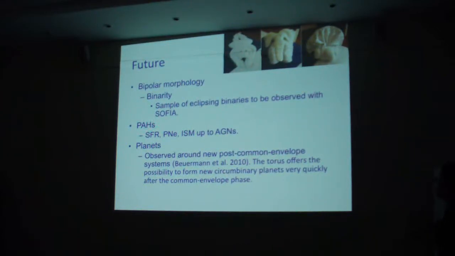Now, PAHs you find in star formation regions, but never in the ISM or in AGNs. So if we can understand how we form PAHs here, we might have other scenarios. This is also quite interesting to people who were asking about planets. Planets have been observed in post-common envelope systems, and this is the paper. So maybe the torus will offer a very interesting possibility to form new circumbinary planets, which would be second generation planets after the common envelope stage.